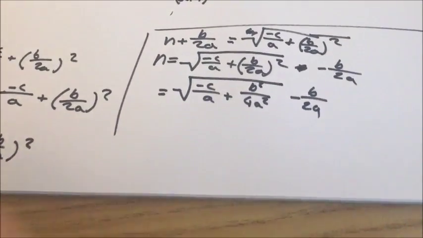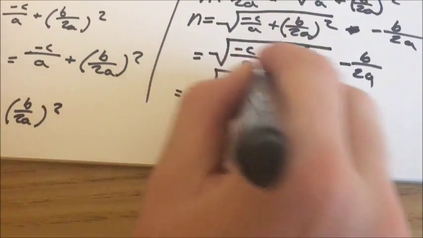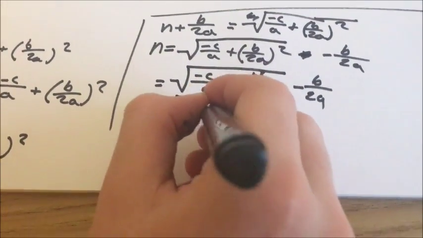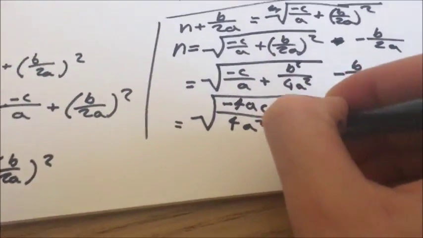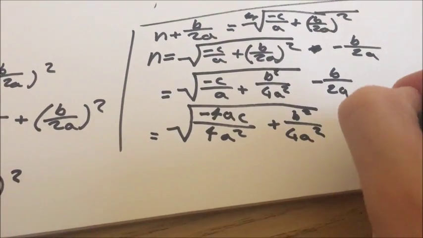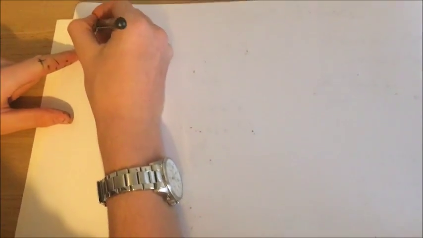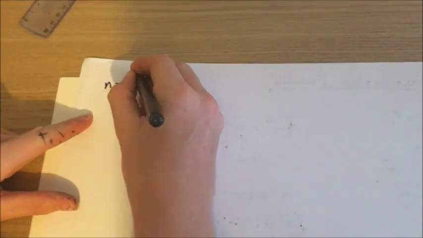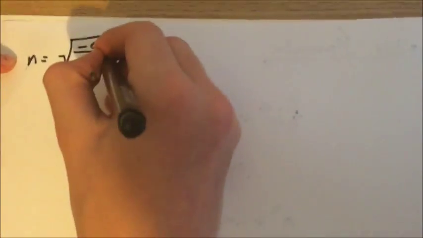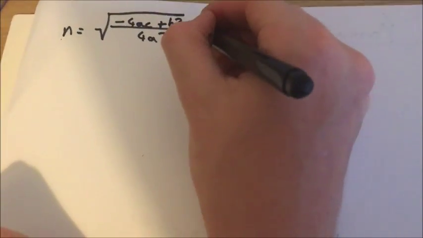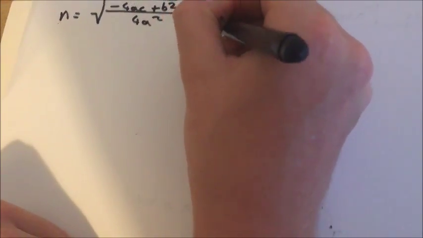And then what we need to do is just multiply the numerator and the denominator of this by 4a. So we're left with the square root of minus 4ac over 4a squared plus b squared over 4a squared, subtract b over 2a, and I'm going to move on to a different page because we are running out of space here a little bit. So we're left with n is equal to the square root of negative 4ac plus b squared over 4a squared, and then it's minus b over 2a.